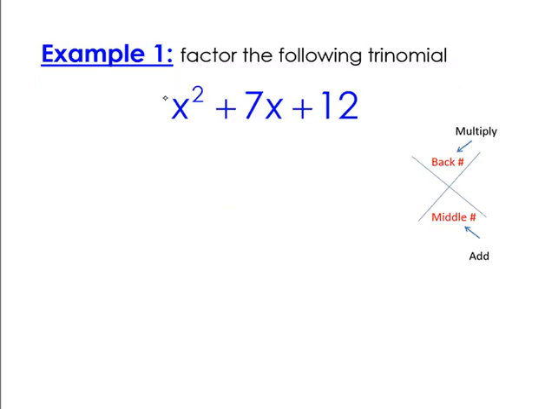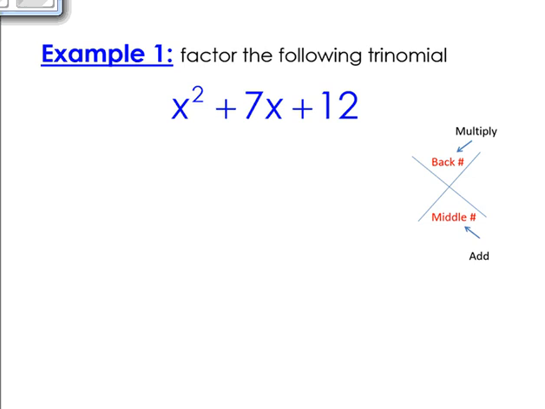So example 1. This is a 1. It's in standard form. We're going to check for a GCF, but today you won't have any. So I'm going to look and see, is there something I can take out of 1, 7, and 12, and there's not. When you're factoring a trinomial, you're going to look for something that multiplies to give you the back number and adds to give you the middle number. So I always make this factor x like this.